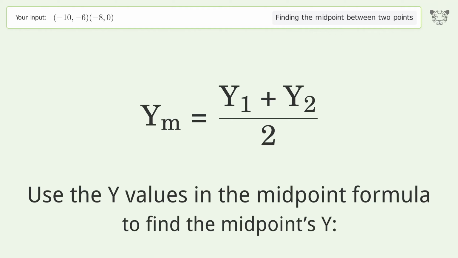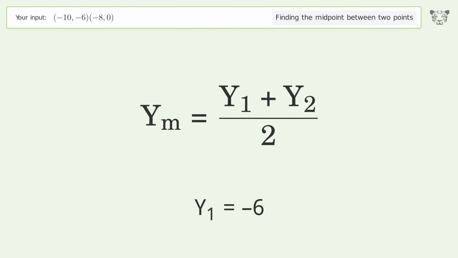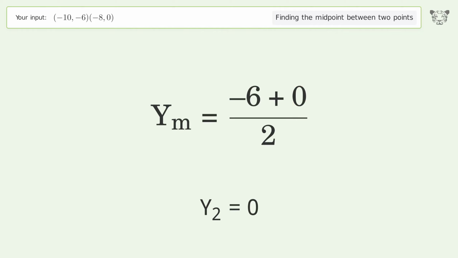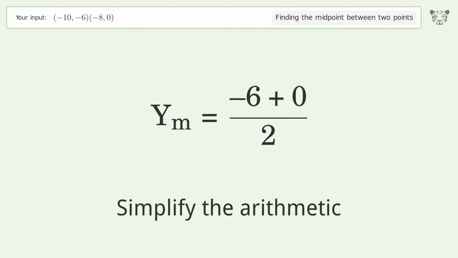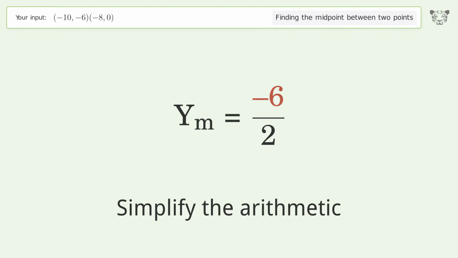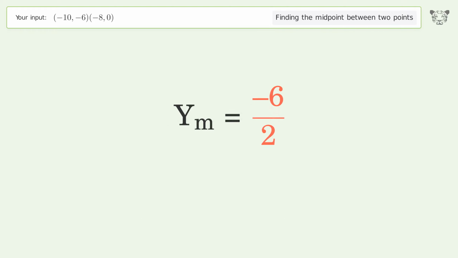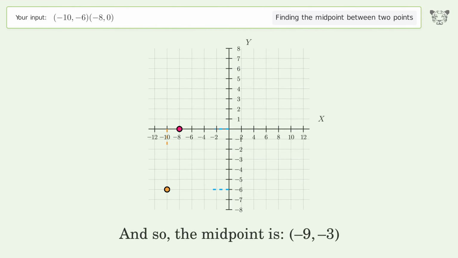Use the y values in the midpoint formula to find the midpoint's y. y1 equals -6. y2 equals 0. Simplify the arithmetic. And so, the midpoint is -9, -3.